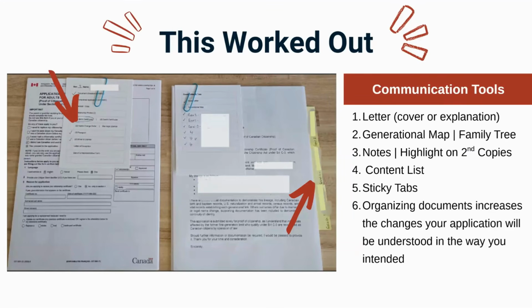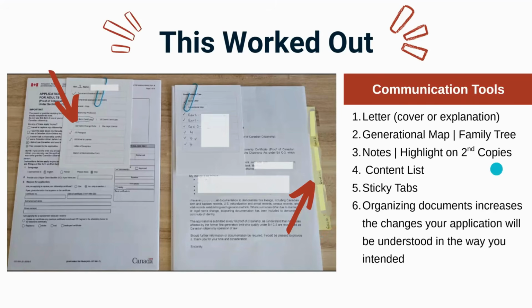Another thing that worked out is regarding communication. Pictured on the left here is an example of an application packet divided into two sections, just like the full list of documents that we saw at the beginning of the video. I wanted to show you this as an example of how communication can come in the form of notes and content lists or using sticky notes as labeled sections. All of that goes a long way in helping the IRCC agent understand your application, and interpret the documents and your information in the way that you intend them to.